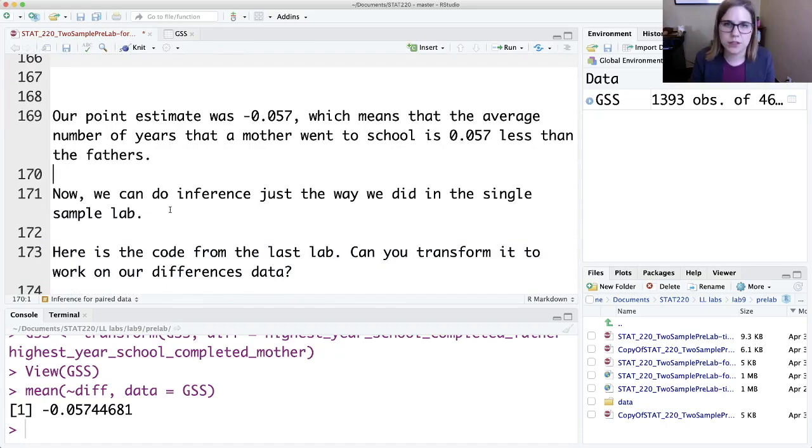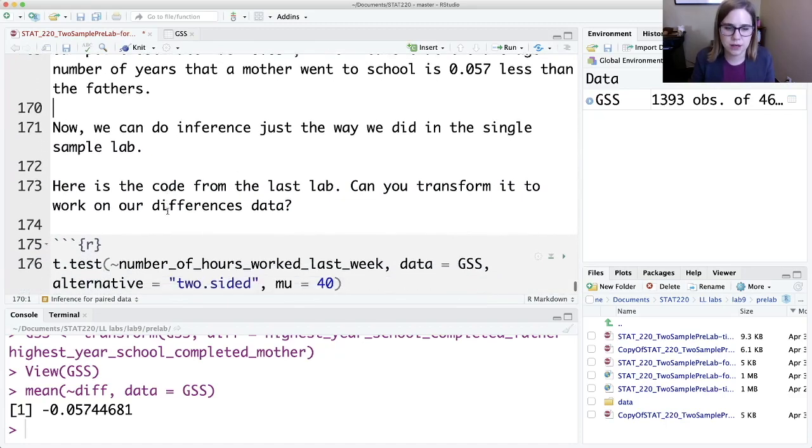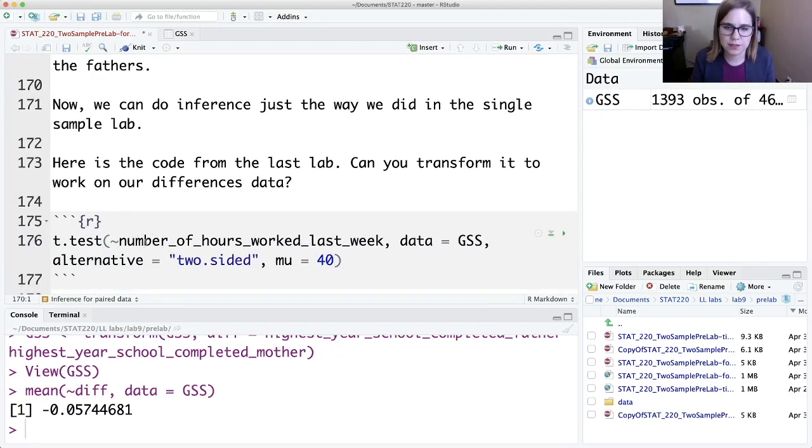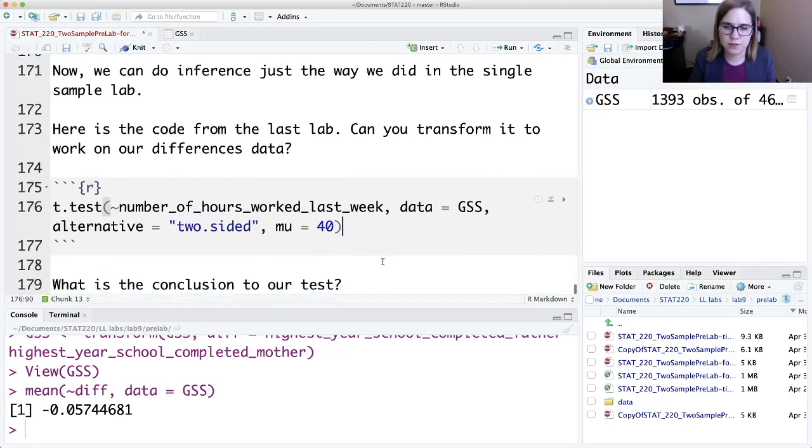So we can do inference just the way that we did in the single sample lab, that was lab 7. And I got some code from the last lab, and the goal is for you to transform it to work on this data for this new lab. So try that out and see if you can figure it out.